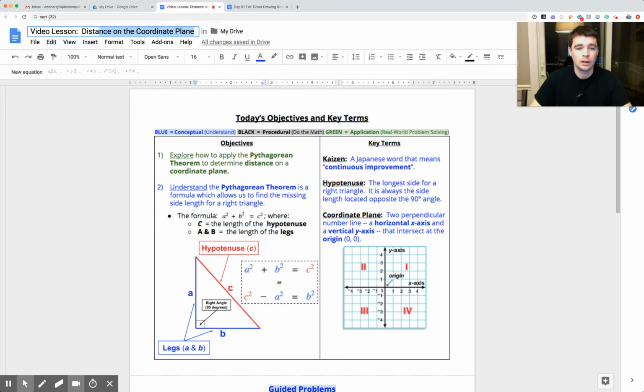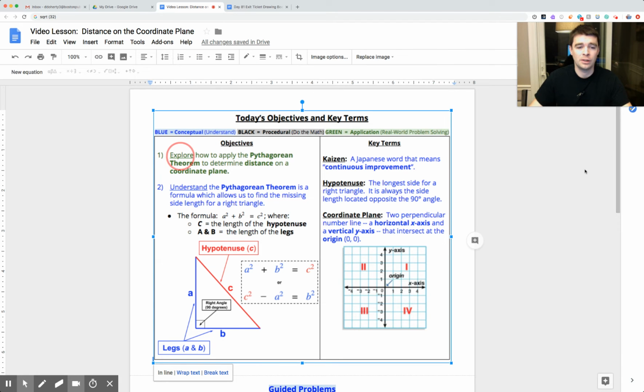Our first objective today is what we just discussed. We want to explore how the Pythagorean Theorem, that formula for right triangles, could be used to help us determine distance on a coordinate plane. Coordinate plane, we know, is a fancy word for what we've called a graph. That's this four-quadrant figure that lets us give x and y positions on the graph.